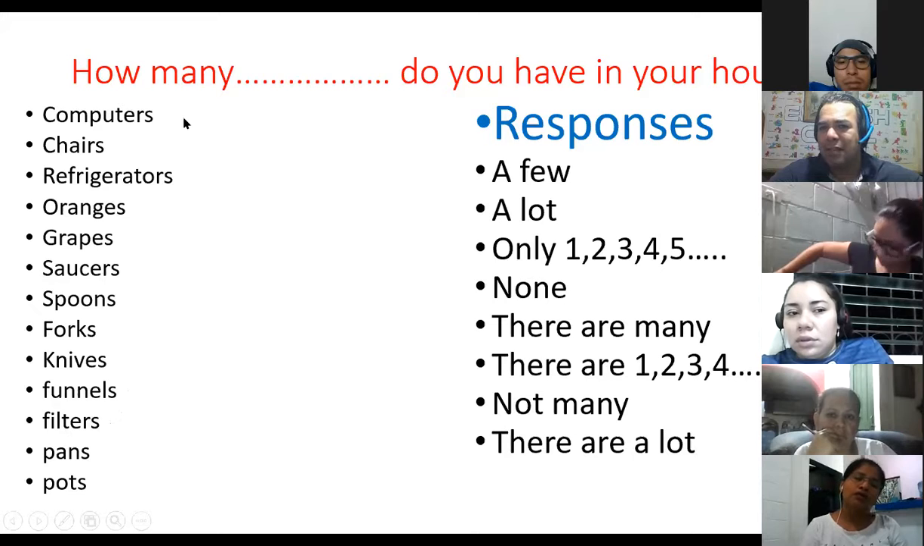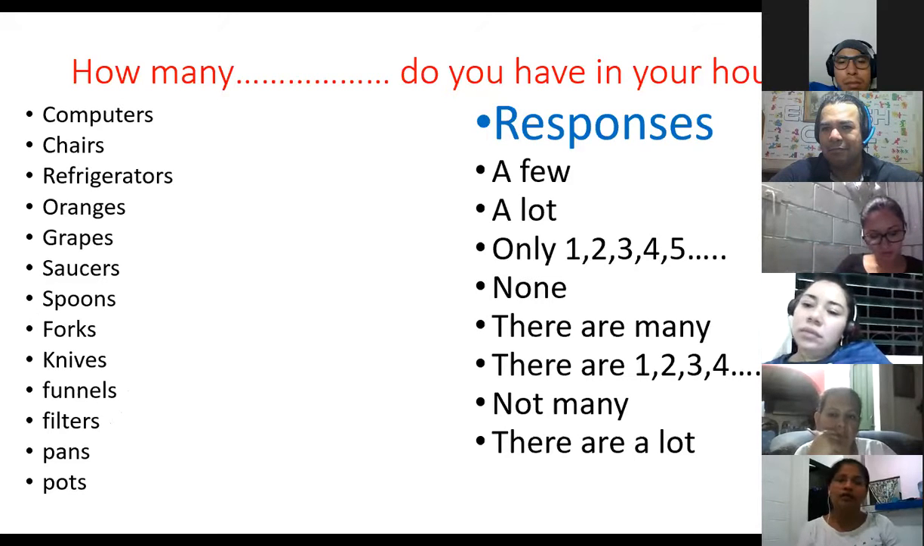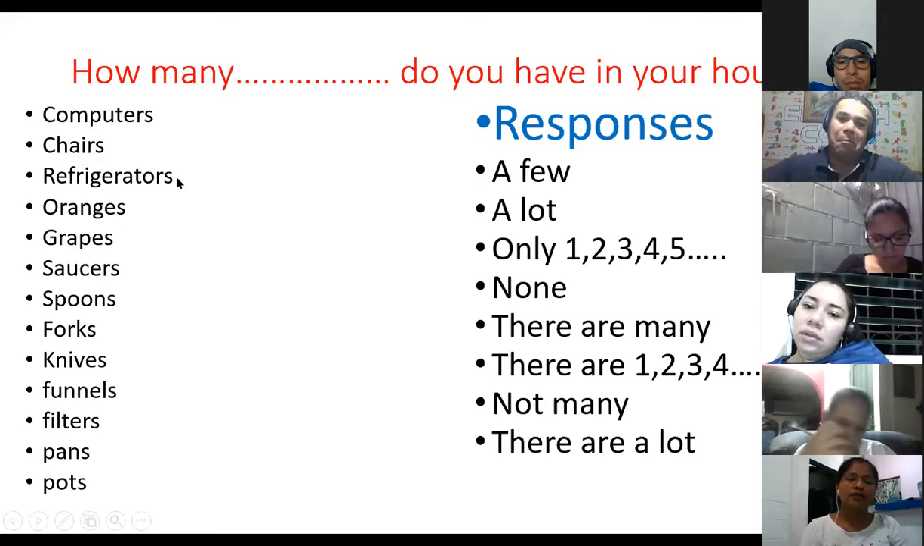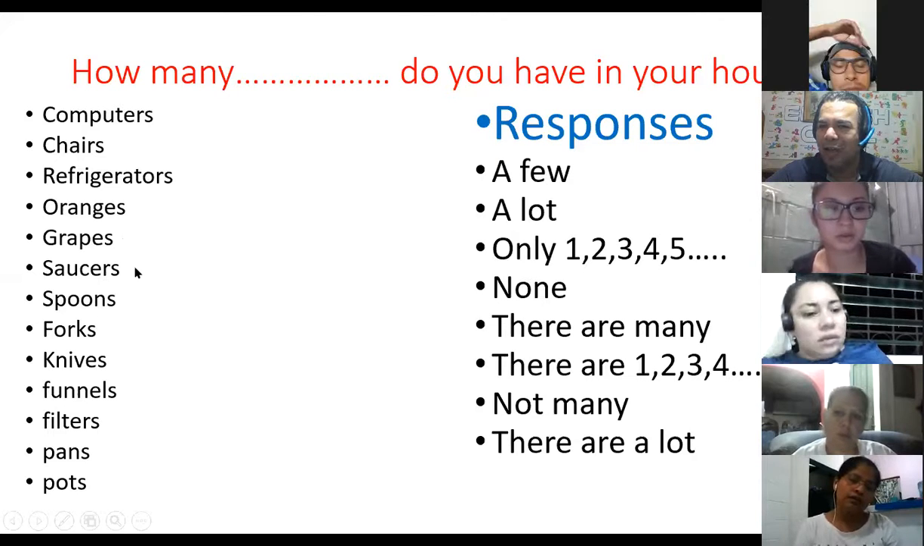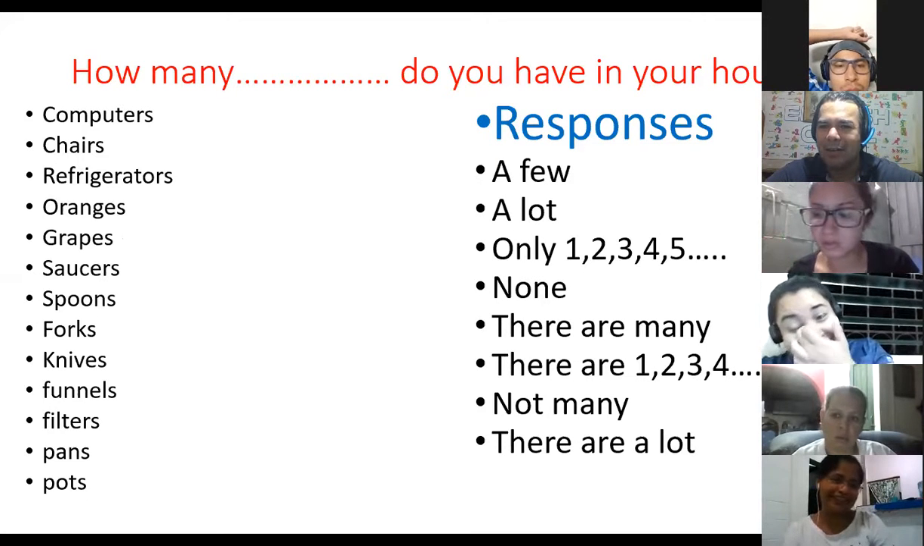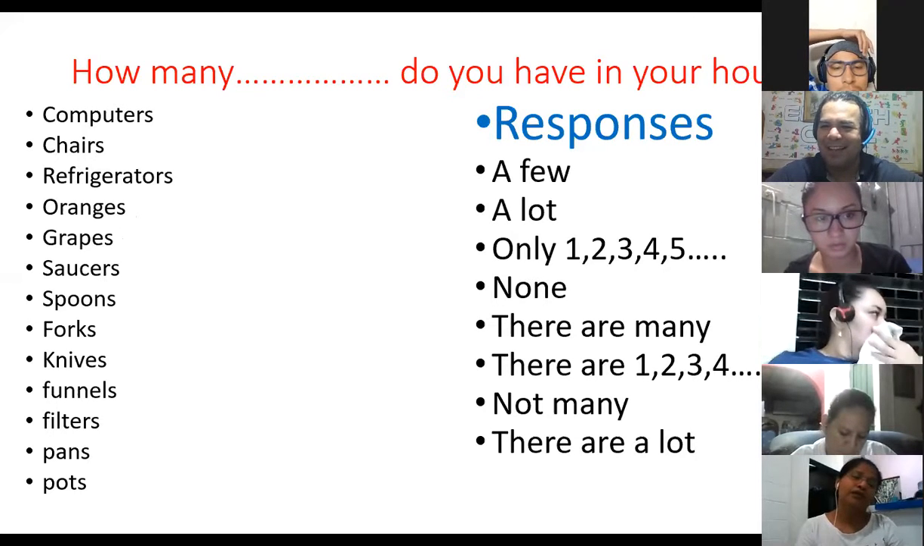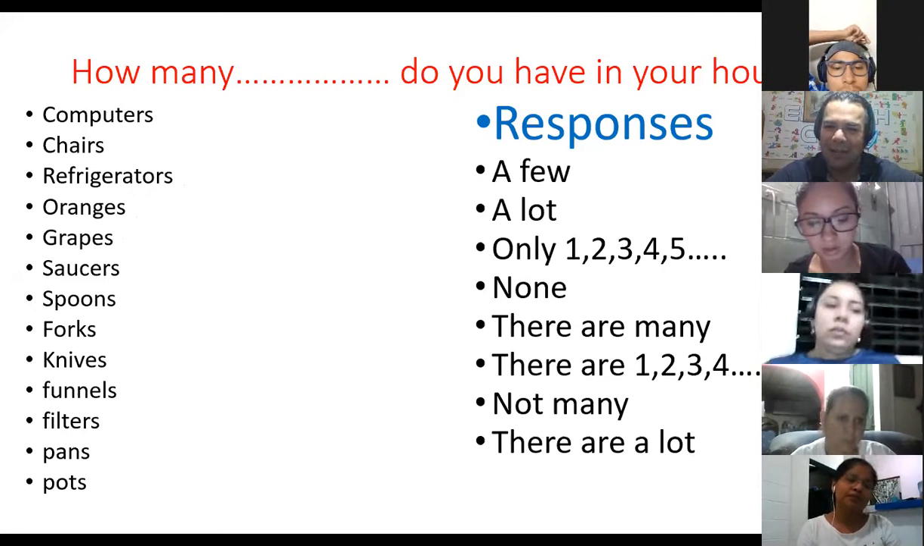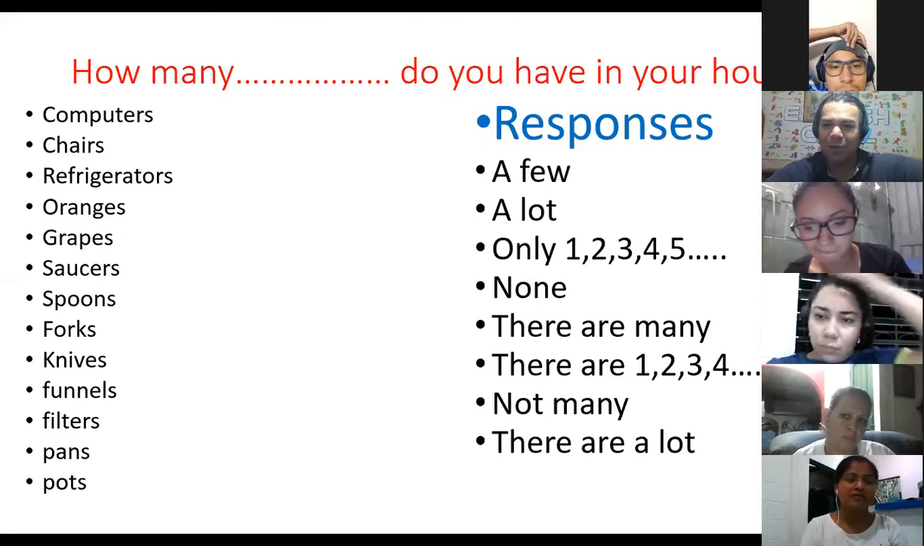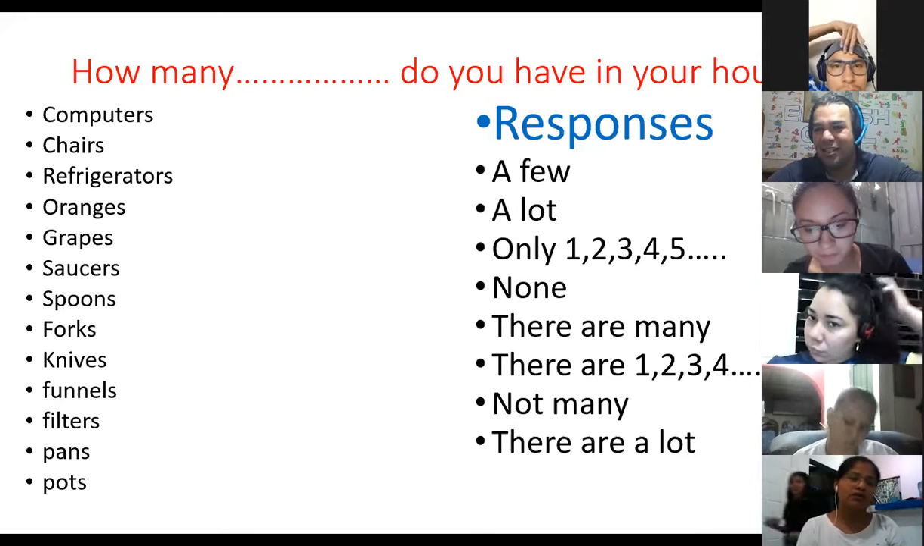Computers in Spanish. Computadora. Chairs. Sí, yes. Correct. Refrigerators. Refrigerador. Excellent. Oranges. Naranjas. Excellent. Grapes. Uvas. Excellent. Saucers. Salsas. No. Pailas. Wow. Las famosas pailas o platillos. Plato pequeño. Yes, correct. Por eso se dice flying saucers. Platillos voladores. Entonces, saucers, platillos.